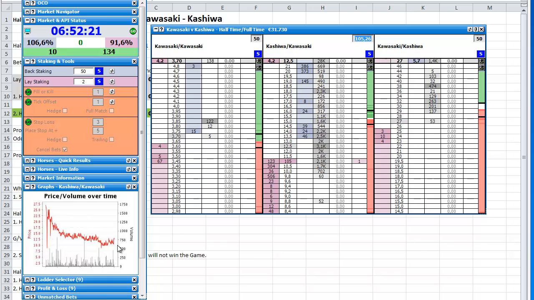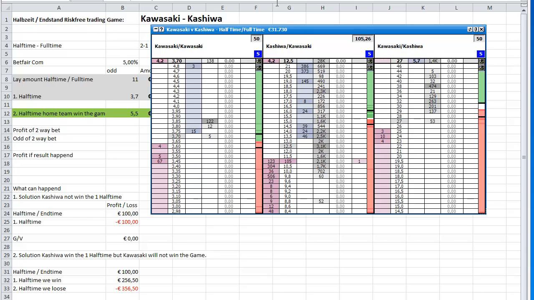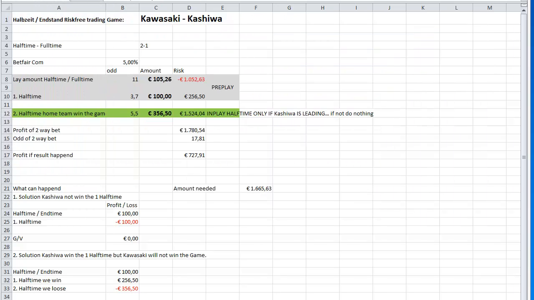So you always have to go this logical way. What is the odd from the first halftime, and what could be the odd at the match odds after halftime if the other team is leading? If this odd in your calculation is higher than the initial odd at the moment of the lay on the halftime full time, you can do this strategy.